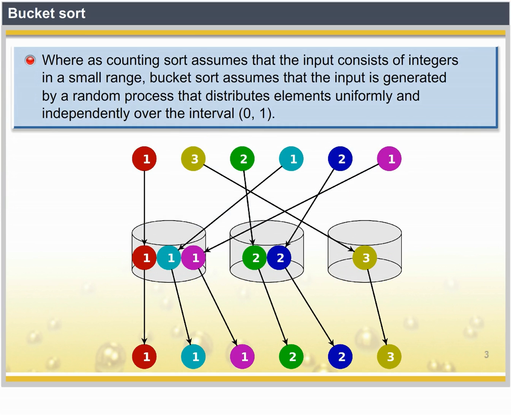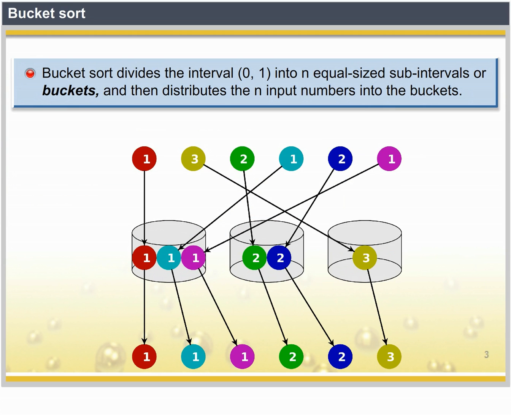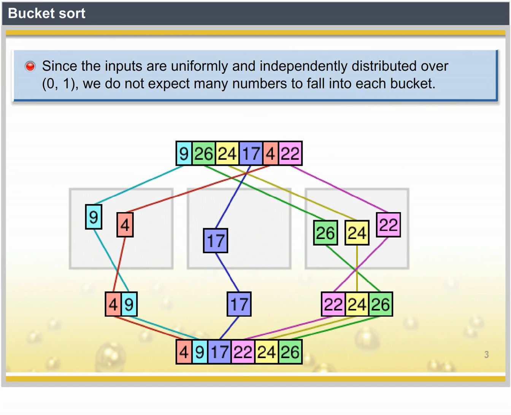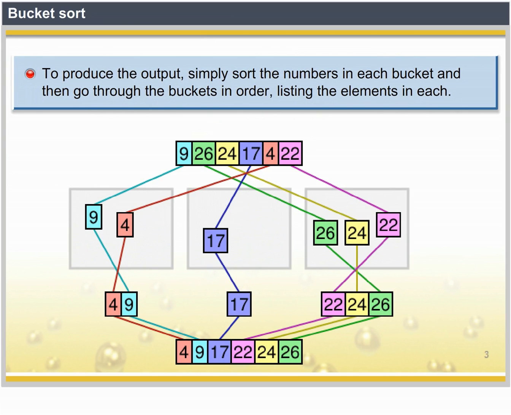Bucket sort assumes that the input is generated by a random process that distributes elements uniformly and independently over the interval [0, 1). Bucket sort divides the interval [0, 1) into n equal-sized subintervals, or buckets, and then distributes the n input numbers into the buckets. Since the inputs are uniformly and independently distributed over [0, 1), we do not expect many numbers to fall into each bucket. To produce the output, simply sort the numbers in each bucket and then go through the buckets in order, listing the elements in each.